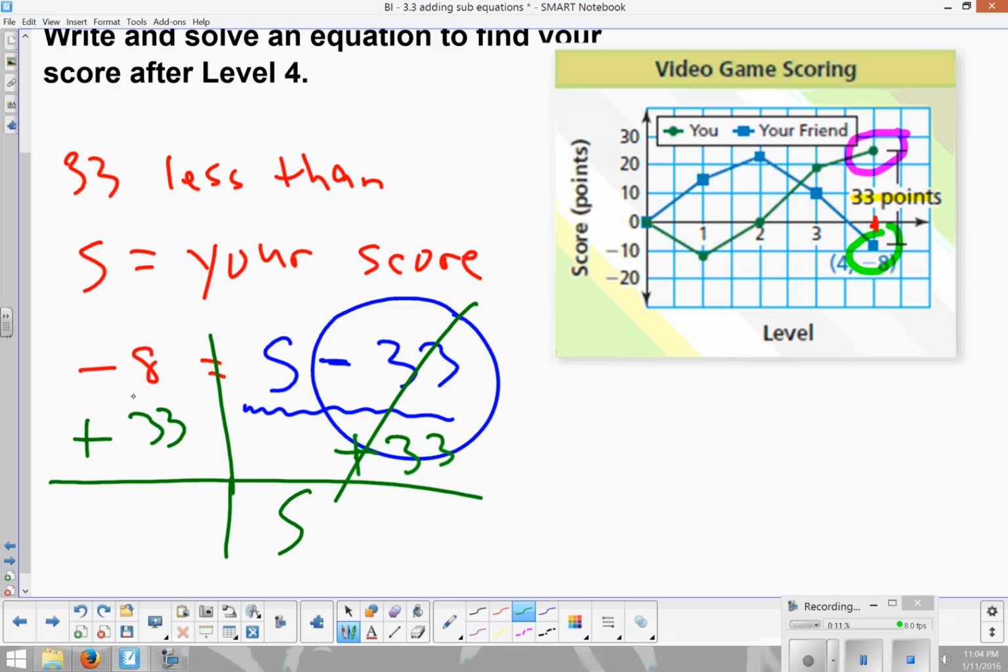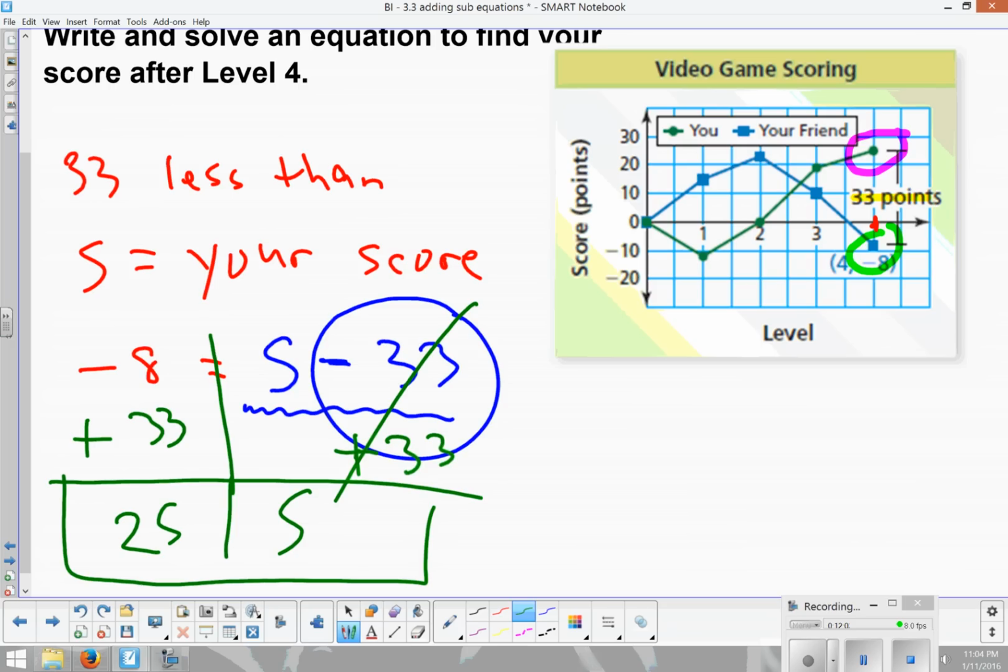And so to solve this, -8 plus 33, the signs are different, subtract. And when I subtract, that's 25 and carry the sign of the larger number, so that's a positive 25. So it ends up saying that your score is 25 points. So you got 25 points for your score, and the difference from here to here is 33 points. Okay? All right, so that completes our lesson for today.